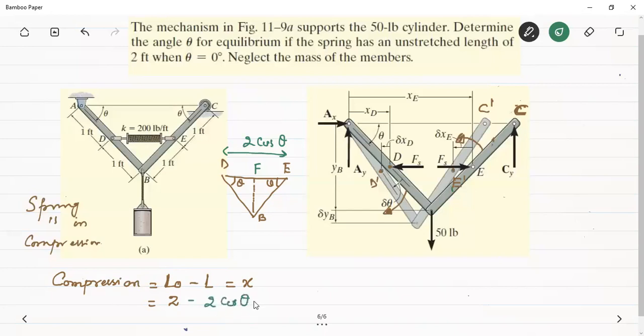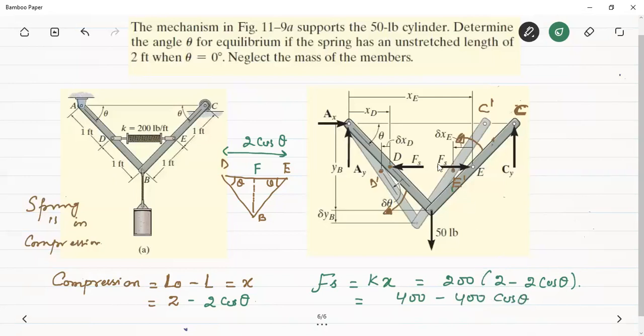This is the compression in the spring, and correspondingly the spring force will be equal to K into X. X is either compression or extension. In this case, it is the compression in the spring. Therefore, the restoring force will be equal to K, which is given as 200, multiplied by X, which is 2 minus 2 cos theta. So this will be equal to 400 minus 400 cos theta. So this is the spring force.